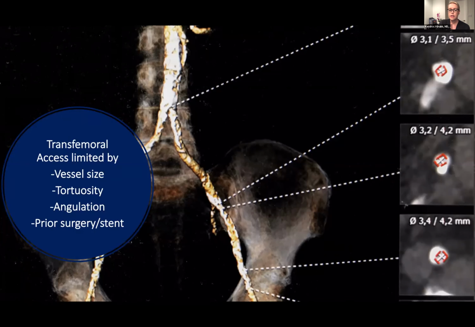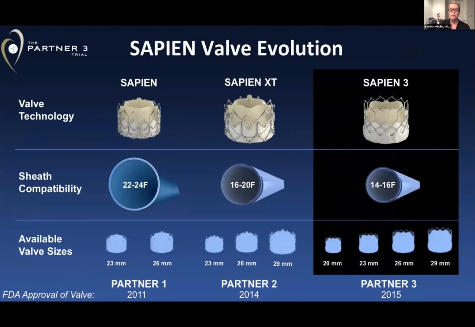Here you can see heavily calcified areas in the iliofemoral system. Now, is this a candidate for shockwave? Well, maybe, but how about some alternative access choices?